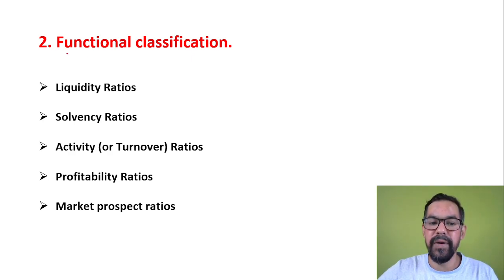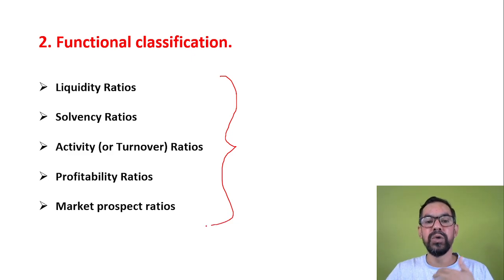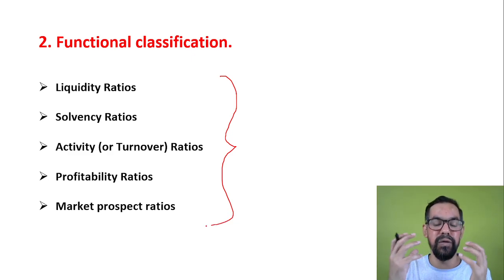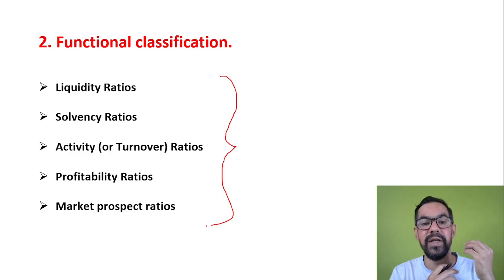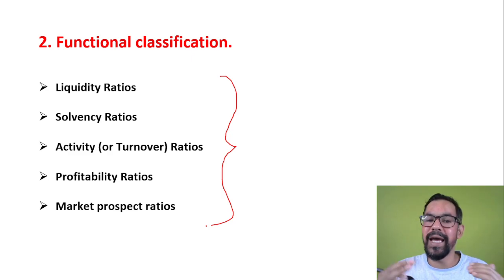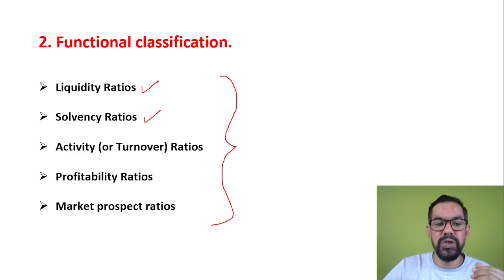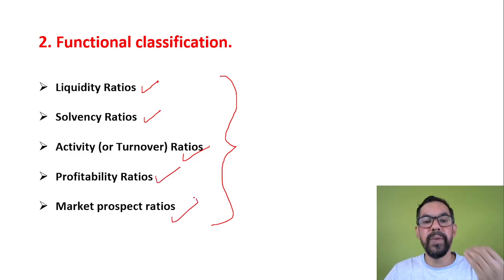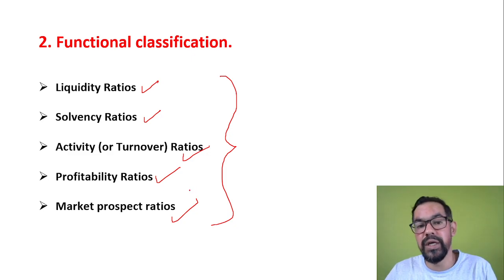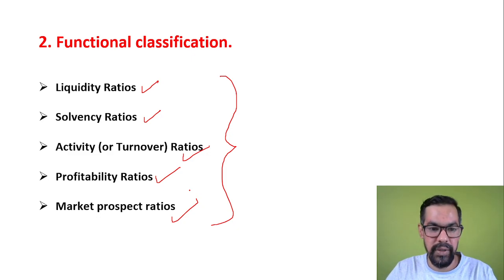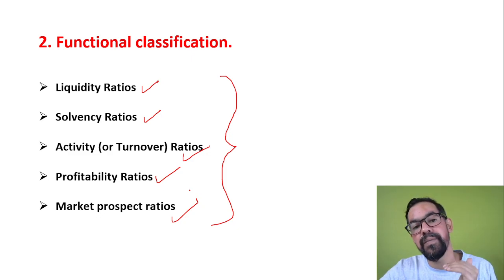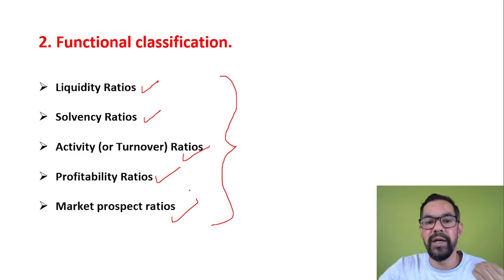Here we have a number of ratios which help you analyze the performance, calculate the profitability, calculate the revenue, or calculate the solvency of any business in the long term. We have the liquidity ratio, solvency ratio, turnover or activity ratio, profitability ratio, and market prospect ratio, which is mostly used by investors who invest in equities or shares of any company. These are the most important ratios under ratio analysis.